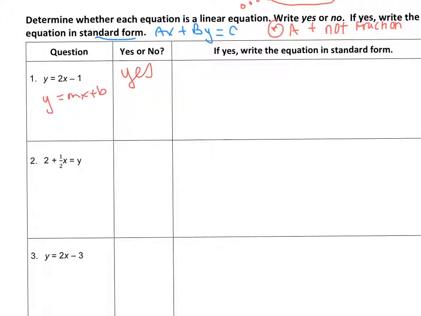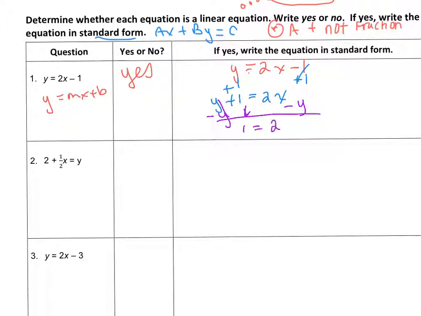To write it in standard form, you're going to transform that y equals 2x minus 1. If you want to keep a positive, then your best bet would be to subtract the y and add the 1. So we could start off by adding 1 to both sides. Y plus 1 is equal to 2x. And then you can go ahead and subtract y. And you would get 1 equals 2x minus y, which in standard form would be 2x minus y is equal to 1.